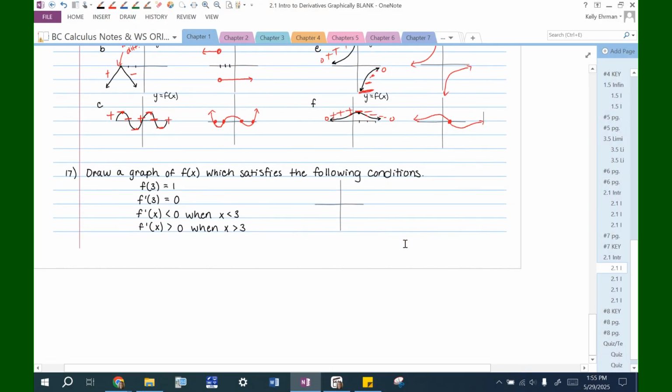Okay, final one. F of 3 equals 1. Horizontal tangent. F prime is less than 0, so f is decreasing to the left of 3. F prime is greater than 0, so f is increasing to the right of 3. Sometimes I do this, decreasing then increasing, just to remind myself what that's going to look like before I draw stuff. So something like that.